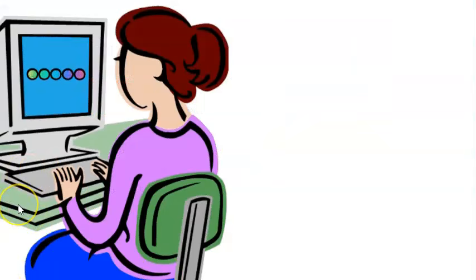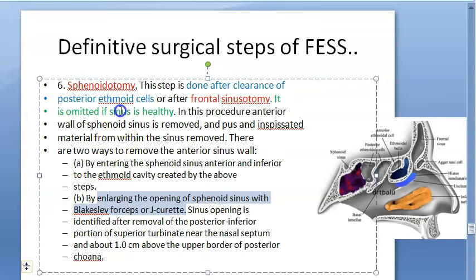So guys, focus. What are we looking at now? We are looking at sphenoidotomy. Can you say sphenoidotomy? So what will they do here? They will remove the anterior wall of the sphenoid sinus and the pus and inspissated material, whatever is there. Only if it is there and they suspect it, only then will they do all these procedures. Then how to remove the anterior wall of the sphenoid sinus?